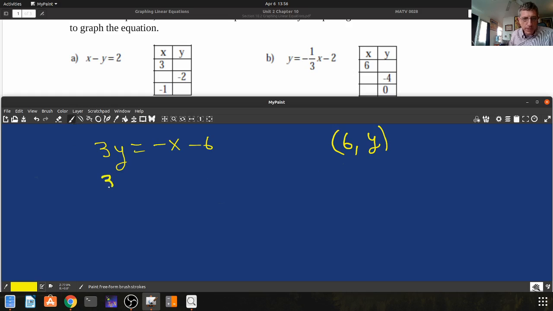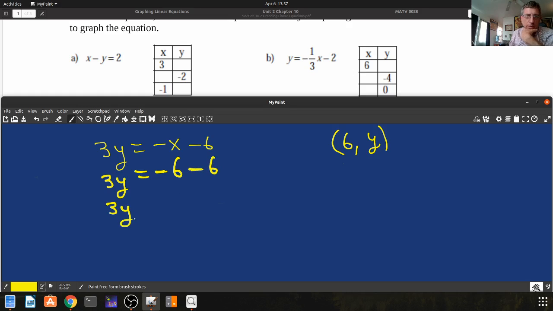So I'm going to go 3y is equal to minus. Remember, I replace x, just x, with 6. Had this been minus 6, I would have had to replace x with minus 6 and write minus 6 in parentheses. So let's solve for y.